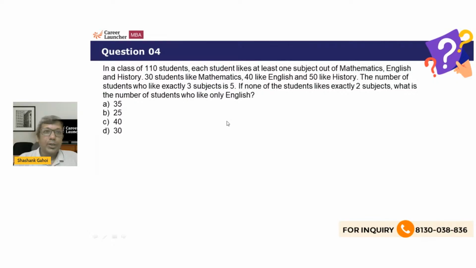In a class of 110 students, each student likes at least one of the subjects: math, English, or history. Okay. So there are three subjects. One is maths. Second one is English. Third one is history. So I got maths, English, history. Total number of people is 110. And everyone likes at least one of the subjects. It means there are 0 students who don't like anything.